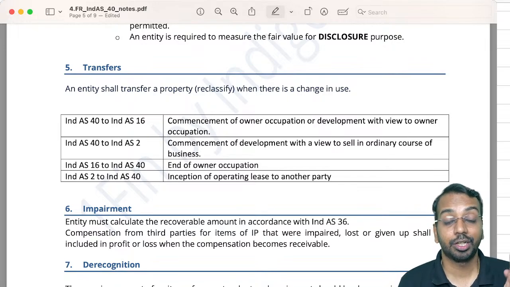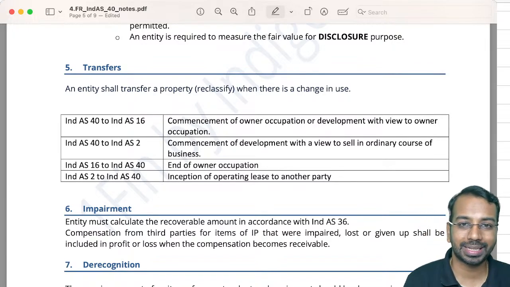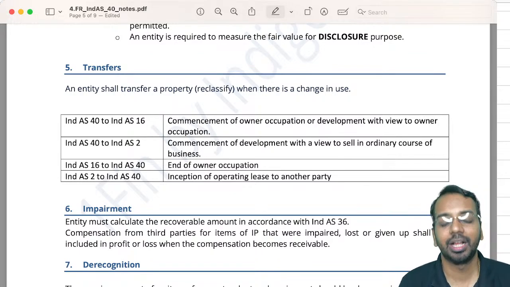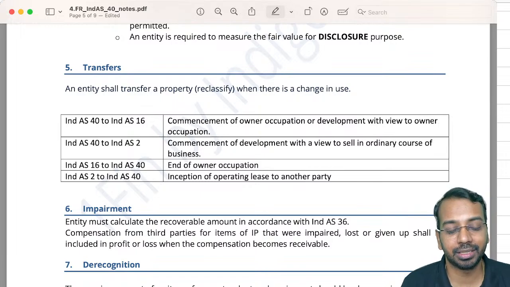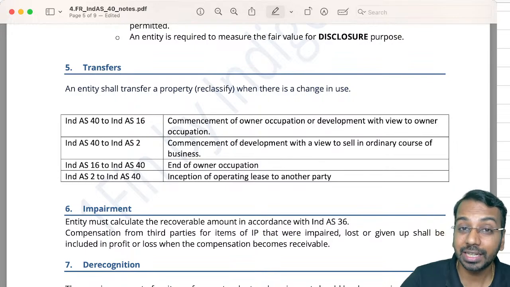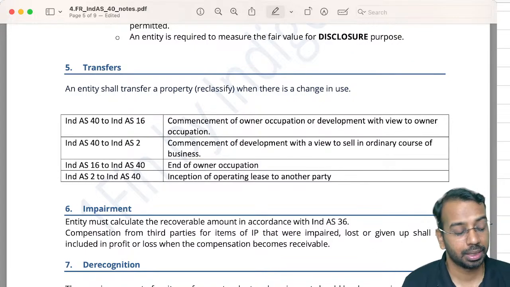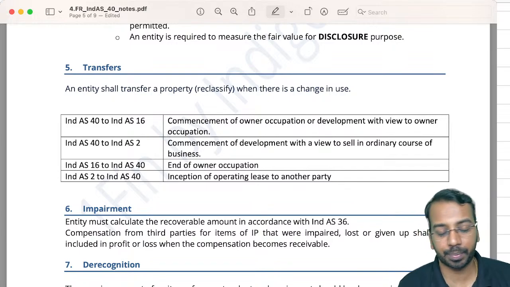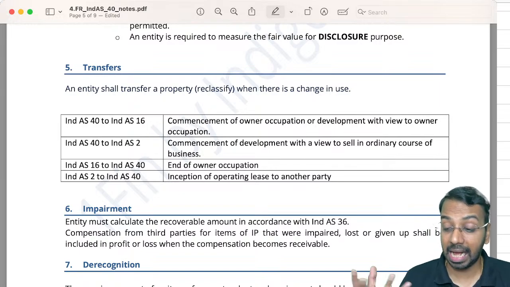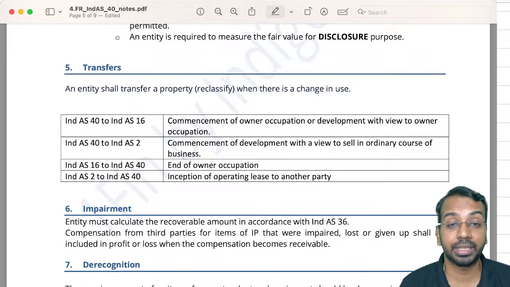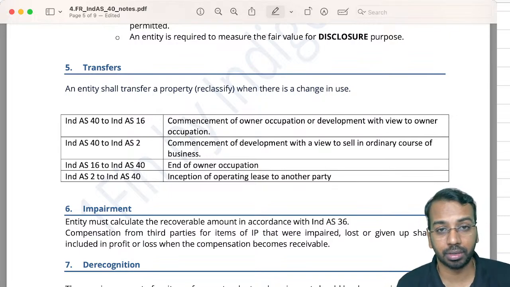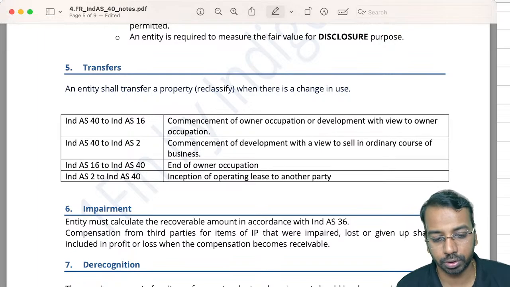Now, sometimes what happens is you may transfer property from one standard to another standard. Means the purpose has changed. Maybe I have something which I have taken for office use. Subsequently, I don't need it for my office premise. I will give it out on rent to others. Or I have purchased as investment property. Now I want to use it as my office premise. Or I have purchased for investment property in Ind AS 40. Now I want to redevelop it and sell it as a part of my ordinary course of business.